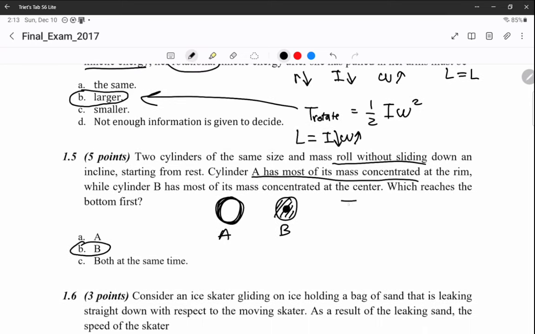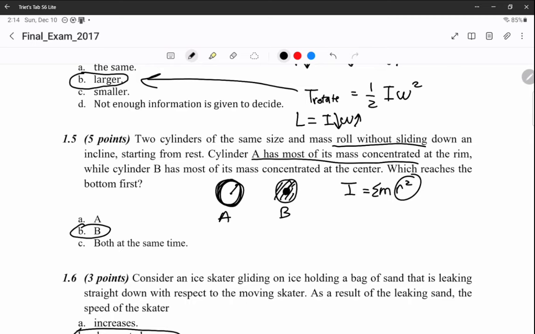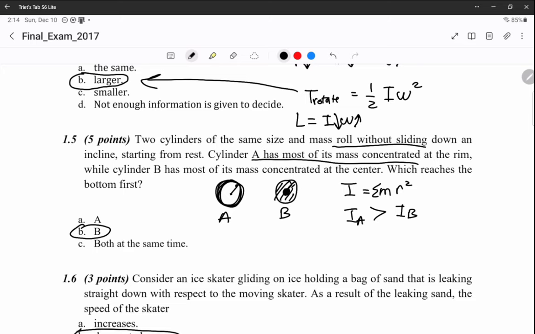So obviously I equals sigma m r squared. And A has a bigger R, right? This radius here to here. A has a larger R compared to B, because B is not very concentrated at the rim, so R is going to be less. So for sure, I_A is going to be greater than the moment of inertia of B. So now we have the moments of inertia.